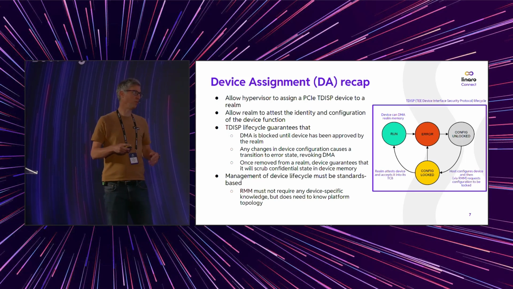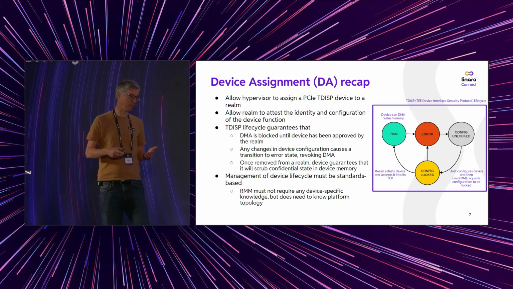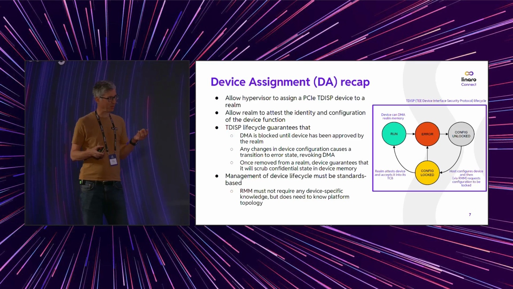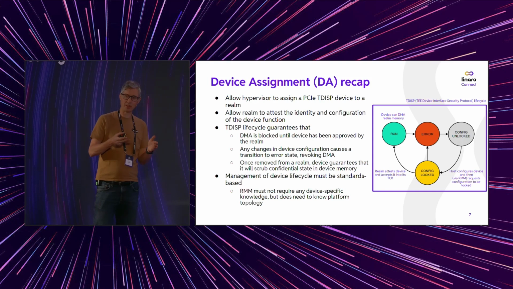And with this standardized architecture, it allows the realm to attest to the identity and configuration of a specific device function. So you start off in an unlocked state. The host puts it into the lock state and deprivileges itself so it cannot access that device function, and that allows the realm to then go on and request an attestation report for that device. And if it's satisfied that everything's okay, then you can go into the run state and start doing DMA.